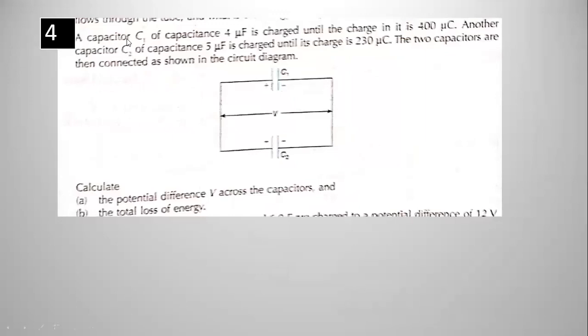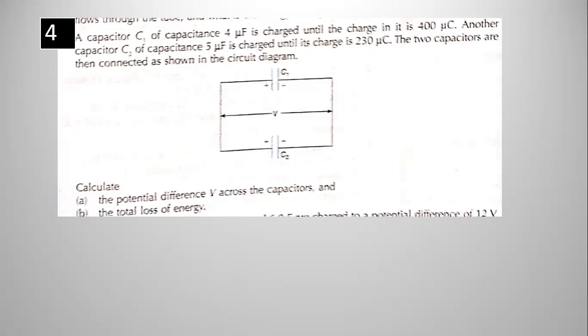Okay. Capacitor C1 of capacitance 4 is charged until the charge in it is 400 microcoulomb. So we know the volt is 100. Another capacitor C2 of capacitance 5 is charged until it's 230 microcoulomb. The two capacitors are then connected as shown. So positive to positive, right? So they are charged differently, which means they will have different potential. Calculate the potential difference across the capacitor and the total loss of energy.